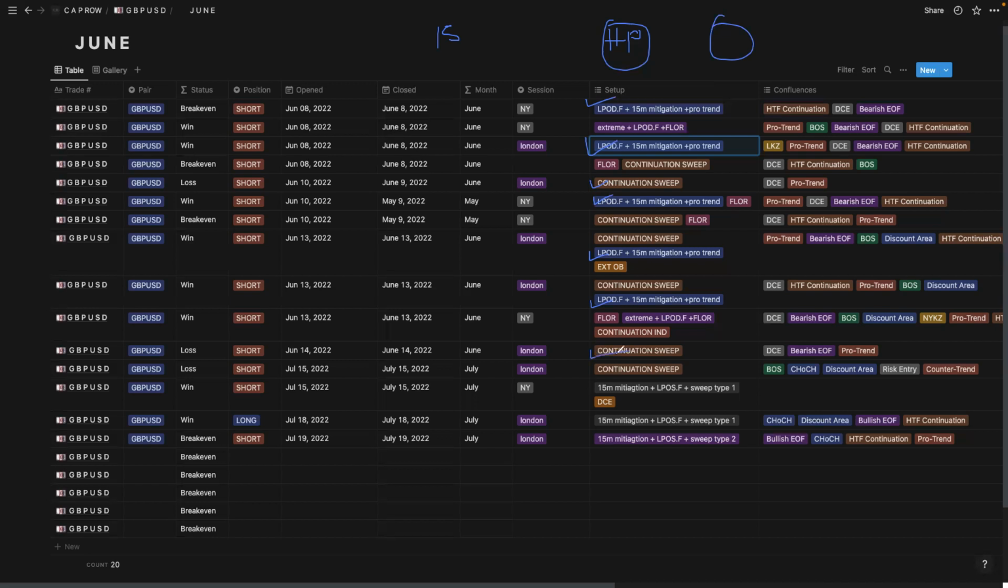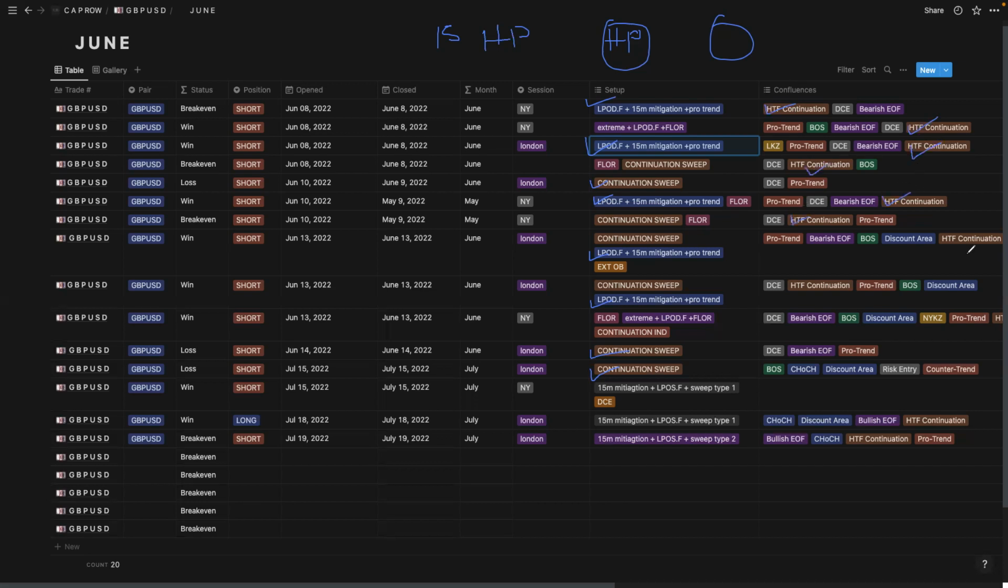So you have this continuation sweep. From this you will create your high probability trade, your high probability setup, and you will create another notion page. After that, you have done this. And in this, what are the confluences? Higher time frame continuation.